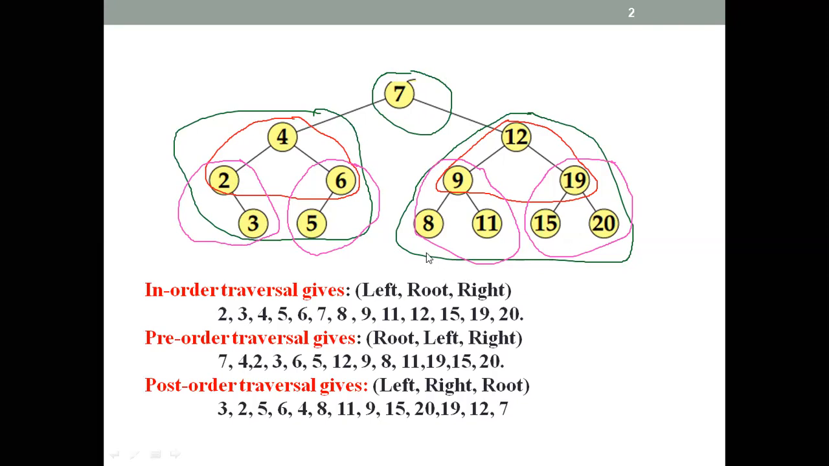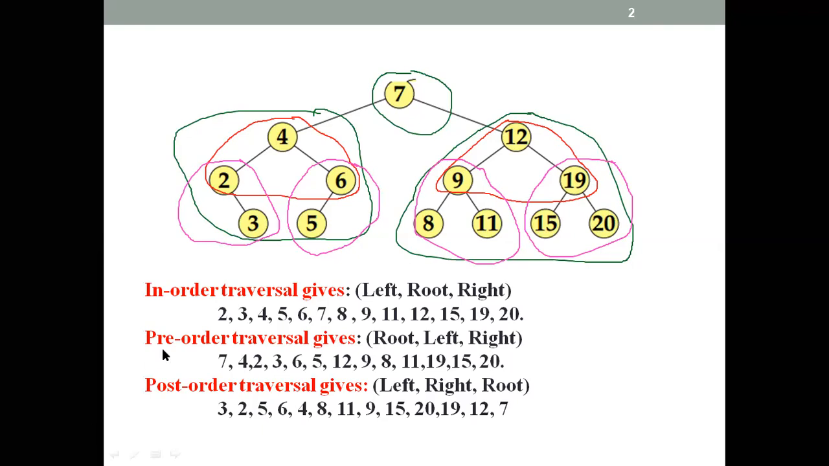Then now we are going to solve the right side. When we solve this right side group, we have to start from the leftmost first. Leftmost is here, this group. This group we have to solve first. Left, root, right. So 8, 9, 11. After the left side is finished, we write the root. Root is 12. After that, we go to the right side and solve again. Left, root, right: 15, 19, 20. Okay, so this is the in-order.